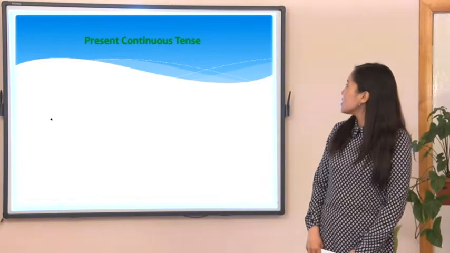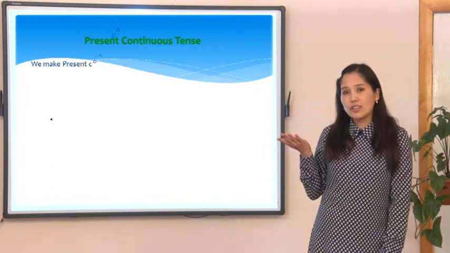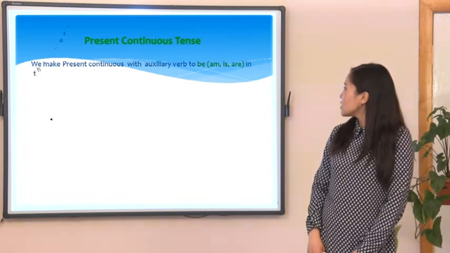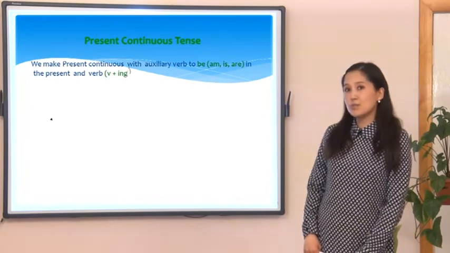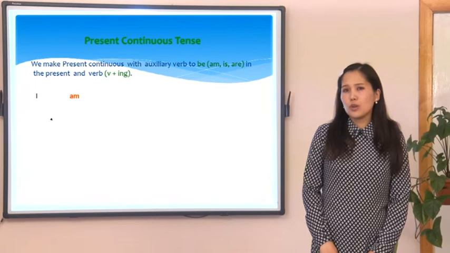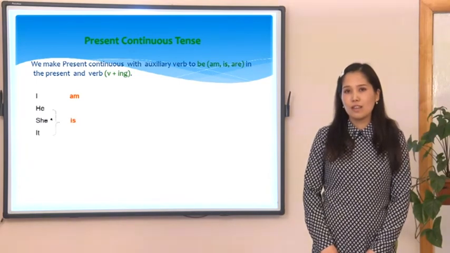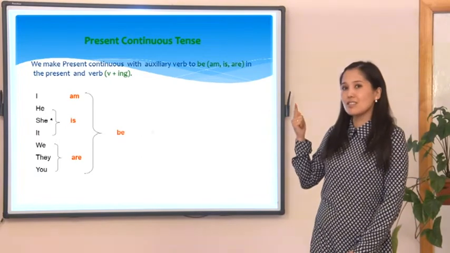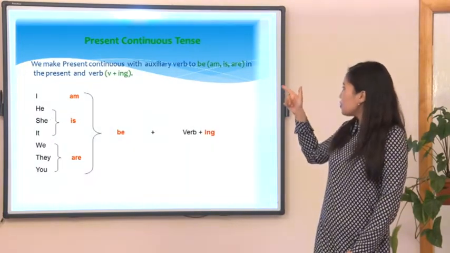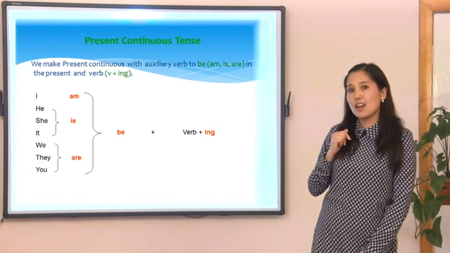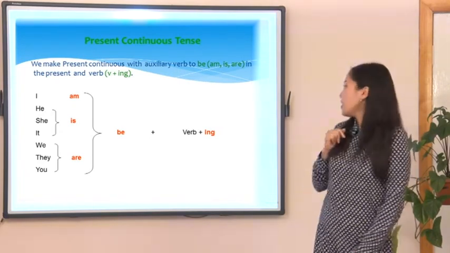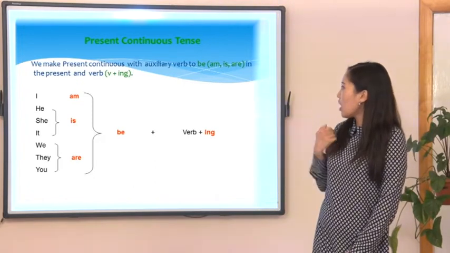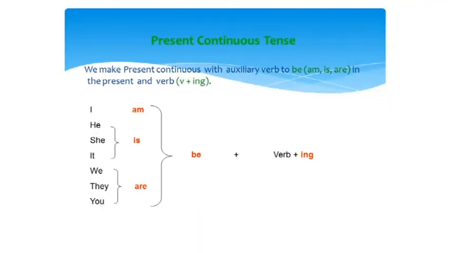How do we make present continuous tense? How do we get this continuous? We make present continuous with the auxiliary verb to be. I think you know how many to be we have. There are three: am, is, are, in the present, and the verb plus ing form. Here I will show you how we can make present continuous tense.